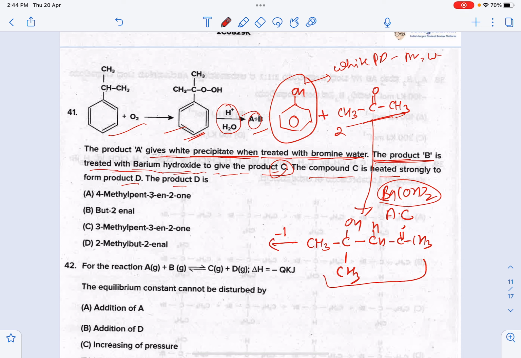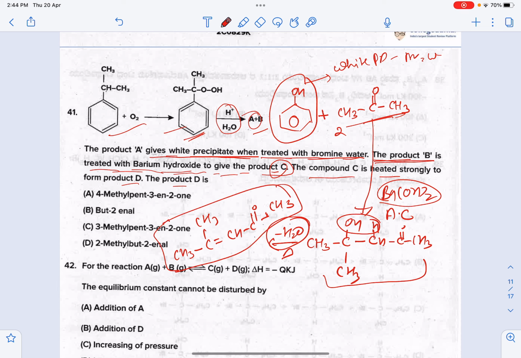On heating this product, 1 molecule of water is released from here, and the final product formed will be CH3, C double bond CH, C double bond O, CH3. This will be the CH3. The final product will be formed. Now this is product D.